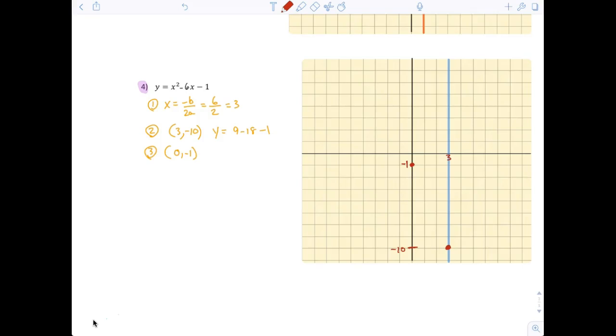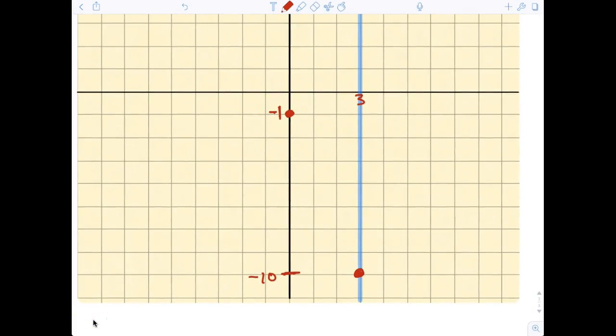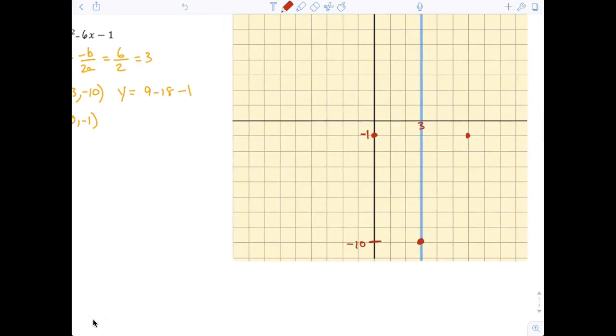Now how far away am I from the axis of symmetry? 3. So that means I have to go where? 3 to the right of the axis of symmetry. So 1, 2, 3. There we go right there. Is everybody agreeing with that? Right? And now you're just sketching the graph.